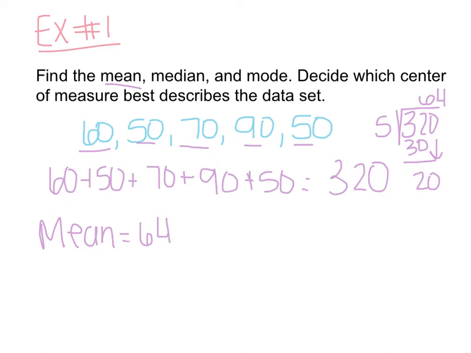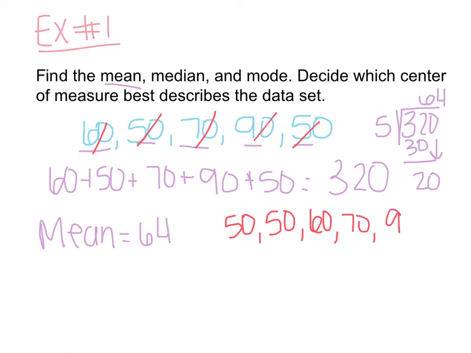The next thing is the median. We have to put them in order from least to greatest to be able to find the median. So our smallest number is 50, and there are 2 of them. And we have 60, 70, and 90. Cross them off to find the one in the middle. And 60 is the number in the middle, so that is the median.